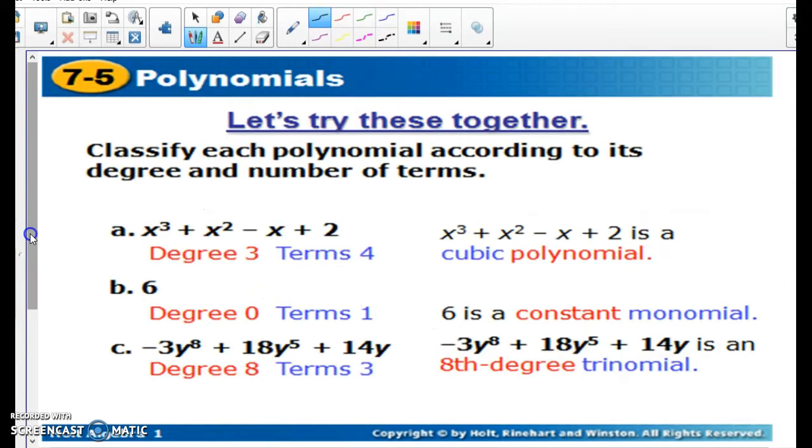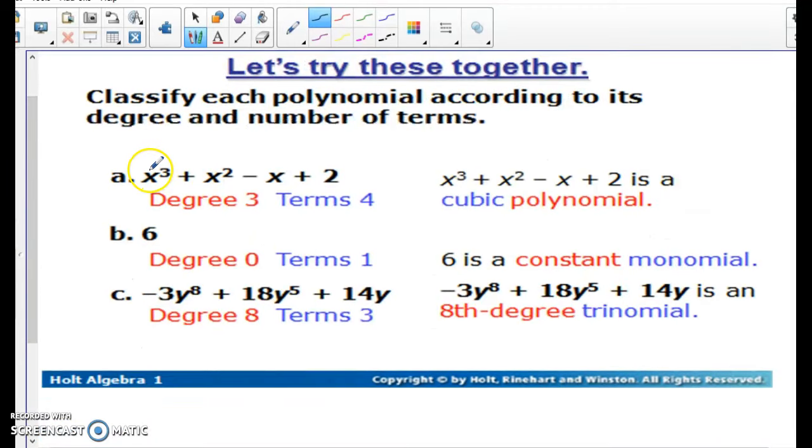Keep going with these. So x to the 3rd is going to be my degree, 4 terms, so it's a cubic polynomial. No degree, 1 term, just the 6th, so it's a constant monomial. Here we go, a degree of 8 and terms of 3, so an 8th degree trinomial.